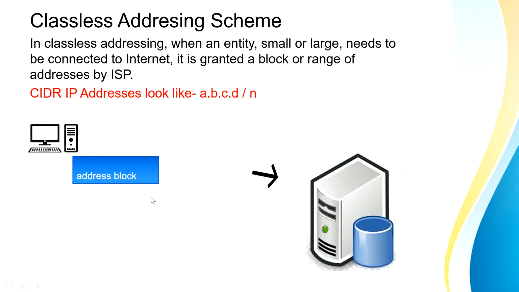In response to that request, my ISP will send me an address block. तो इस तरह से जब हमें एड्रेस ISP से एक ब्लॉक में मिलता है, then it is called a classless addressing scheme. Remember that IP addresses in classless addressing scheme look like a.b.c.d/n.